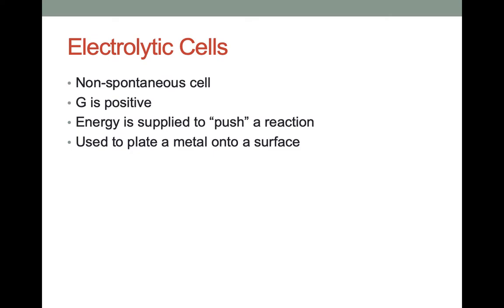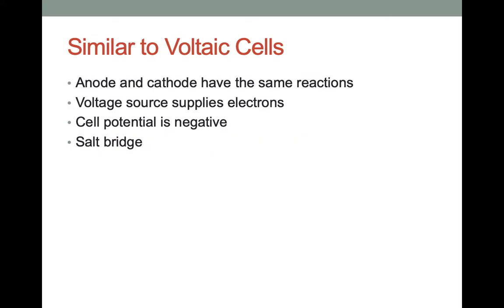And like I said, it's used to plate metal onto a surface, like silver plating a spoon or something like that, or base metal. They are very similar to voltaic or galvanic cells. We still have our anode and our cathode, and those reactions are still the same. Oxidation is still happening at the anode, reduction is still happening at the cathode.